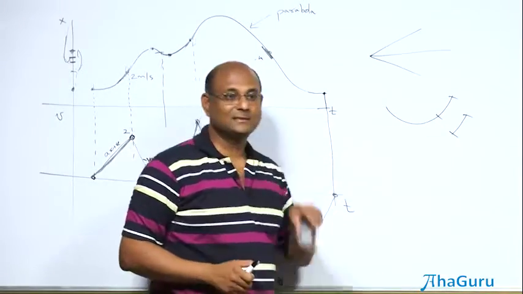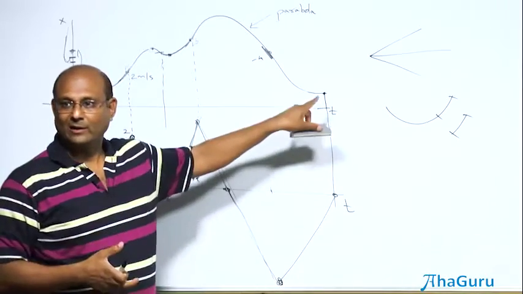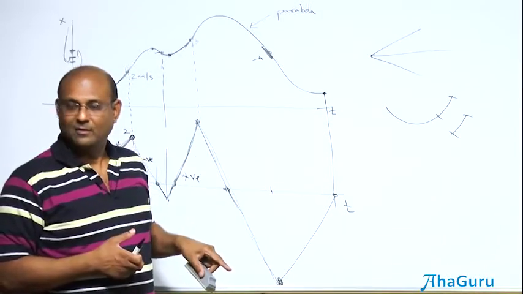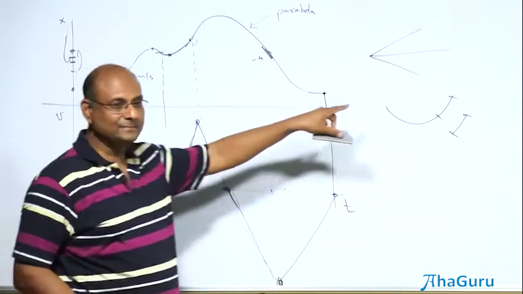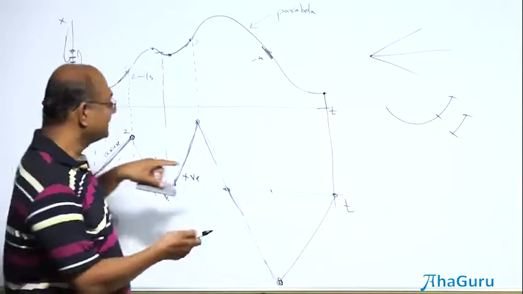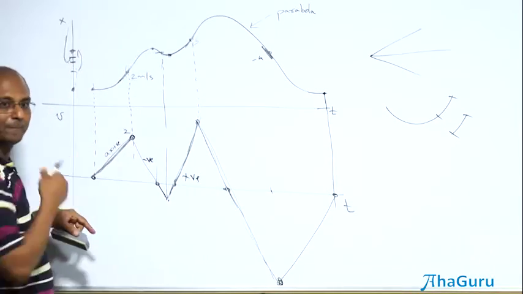All of these look more complicated on an XT graph. But on a VT graph, it looks like straight lines. Because a parabola just means uniform acceleration, which means for velocity, it's just a straight line.